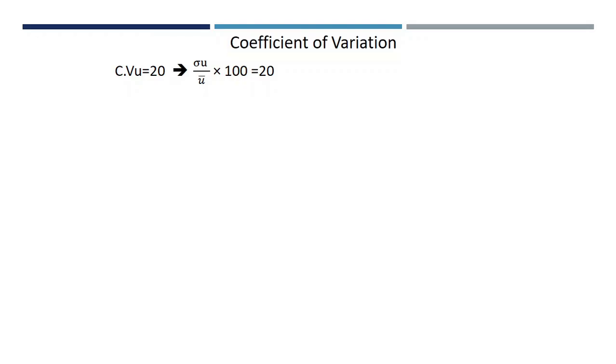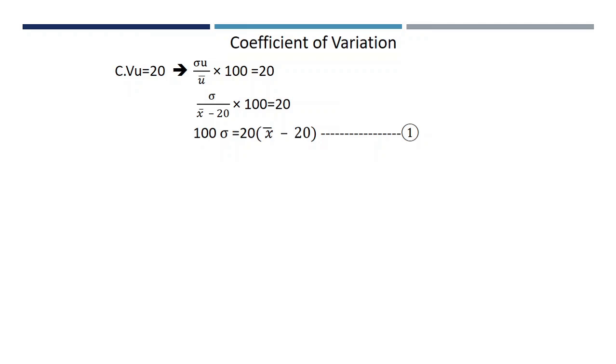With coefficient of variation of the u set being 20, that means sigma u by u bar into 100 is equal to 20. That means sigma u is equal to sigma and u bar is equal to x bar minus 20. So substituting these values we get sigma by x bar minus 20 into 100 is 20. Now 100 sigma is equal to 20 into x bar minus 20. This is the first equation.